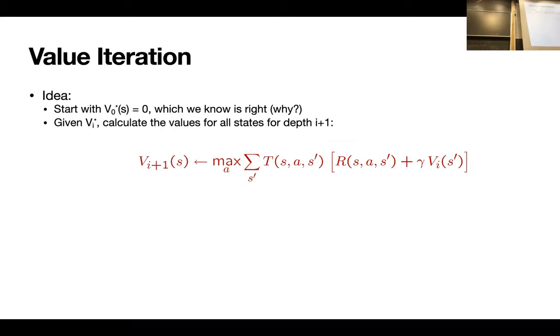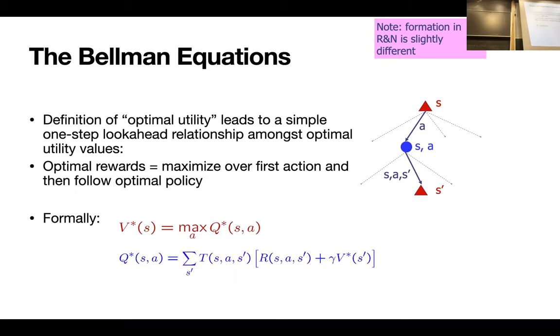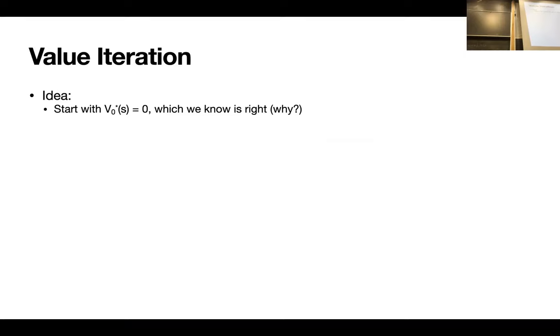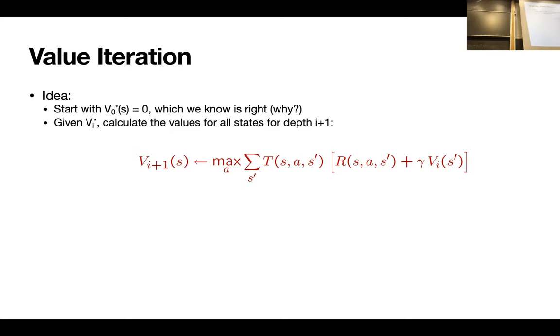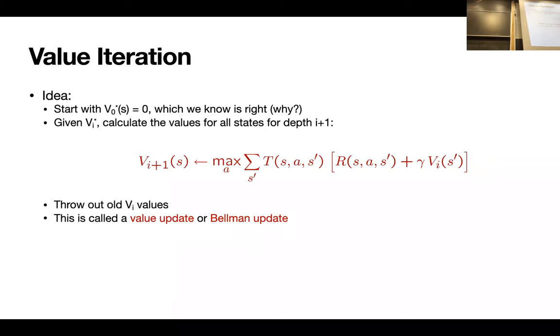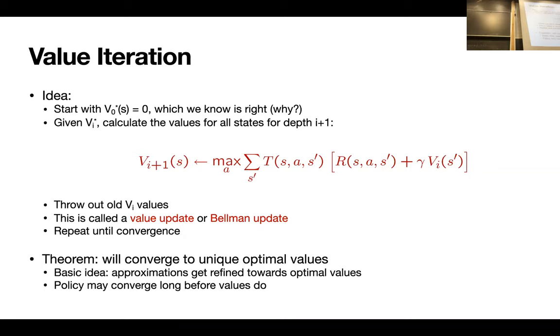So we saw value iteration last time, so this is not new. In value iteration, we start with all the values being zero. Then we calculate the values at iteration I based on the previous values at iteration I minus one. So the values at iteration I plus one are given by this equation in terms of the values at iteration I. We keep doing this over many iterations, updating all the values on our board. This is called one value update, or Bellman update, and we repeat until it converges.